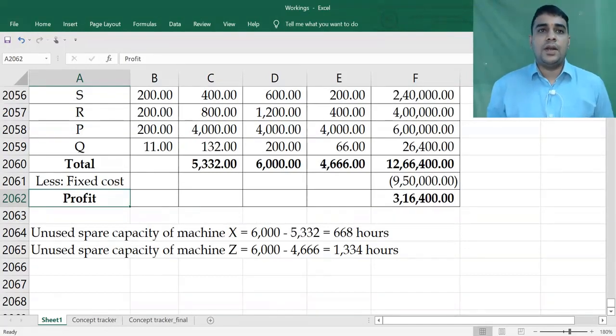The unutilized capacity. Any doubts on this? Done.